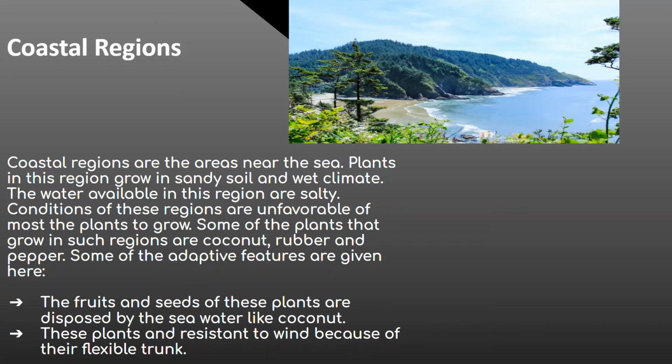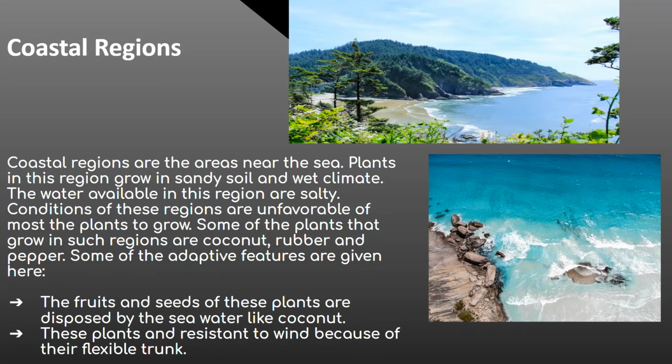This is the first picture and this is the second picture. See in the second picture, there are rocks. I like this picture very much. And see there are little white color. These are the waves in the sea. But in the first picture there is a hill, some trees, sandy soil and sea.